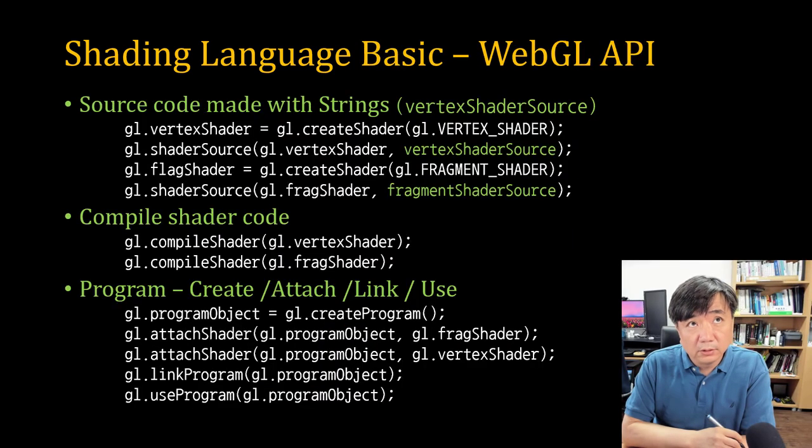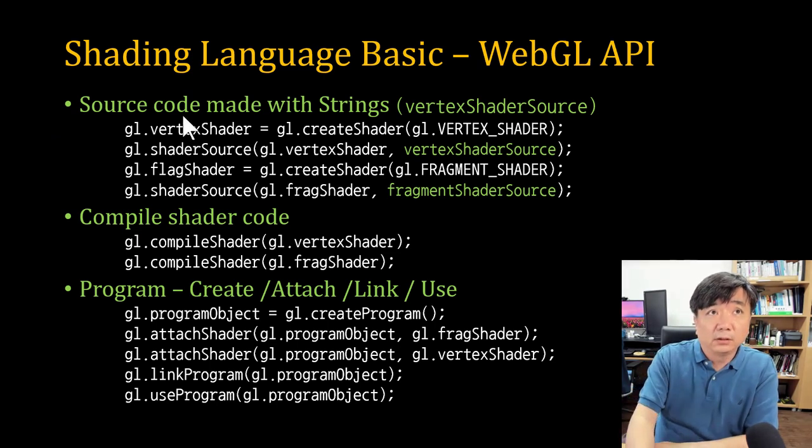To execute a shader, we need to make the source code of the vertex shader and fragment shader. For example, if we stored the source code in a vertex shader source, then we need to create the vertex shader with this API in WebGL, and then send the source code to the vertex shader. We create the fragment shader here, send the fragment source code to the fragment shader, and then we should compile it.